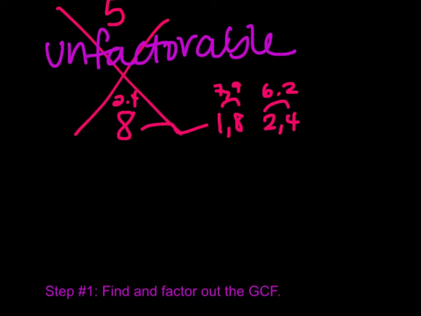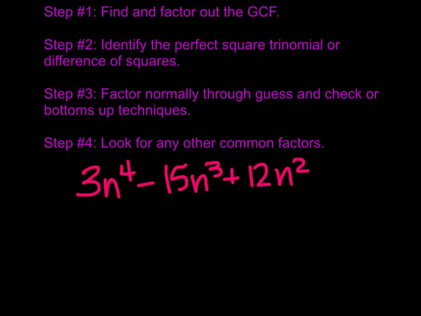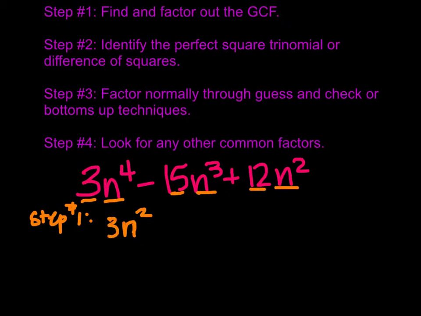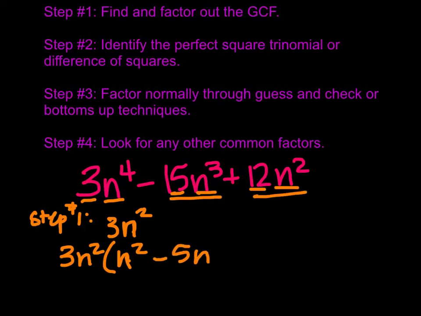Let's try another problem. Here we go. Here are our steps. We need to find and factor our greatest common factor. Our step 1, if we look at this, I see that there is n's in every single one. It looks like there's actually an n squared that I can take out of every single one. It also looks like there's a 3 in every single term. So if I take out a 3n squared, I'll end up with 3n squared times n squared for my first term. Second term is going to be negative 5n, and third term is plus 4. Cool, that's awesome. So we've taken care of our GCF.